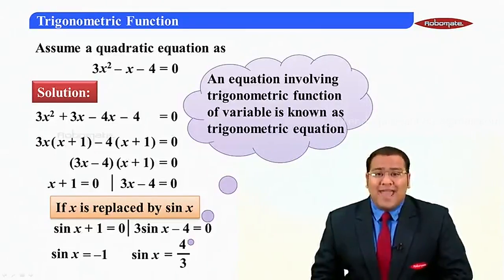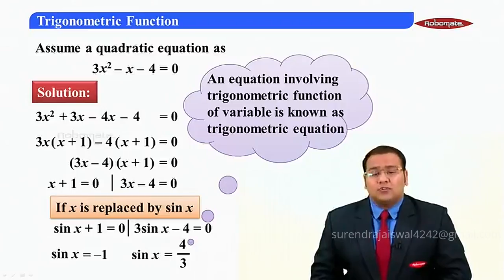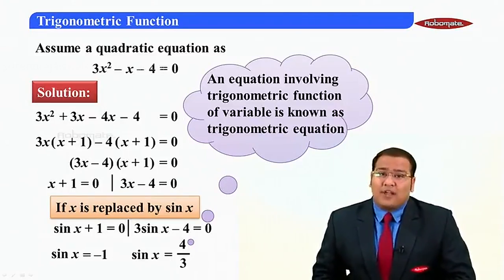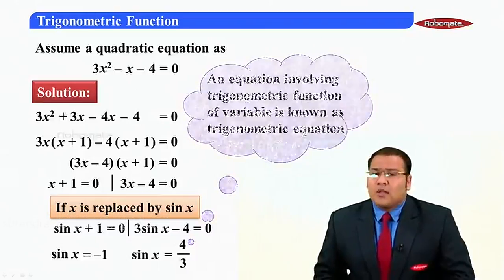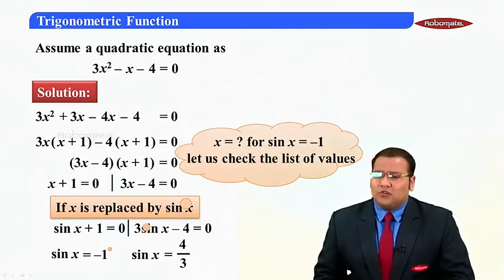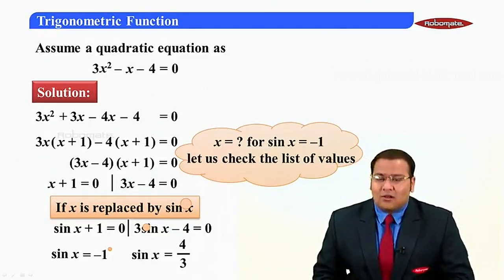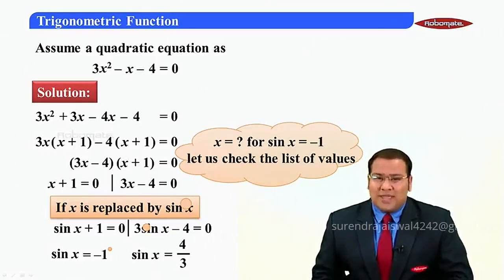Now you observe x is the variable, sin is the trigonometric term. So an equation which is involving the trigonometric function of the variable is known as a trigonometric equation. Now you might be wondering in your minds for which values of x I would get sin x as minus 1. So now let us check all the values for which sin x would be minus 1.